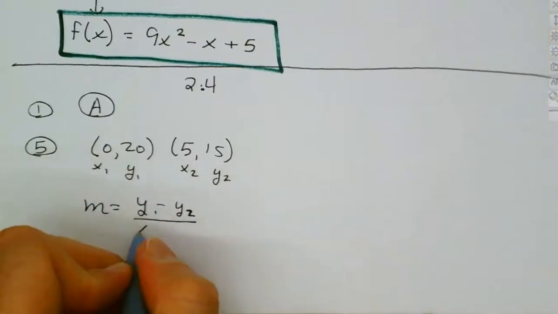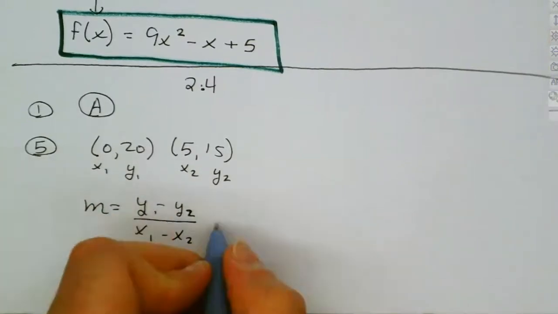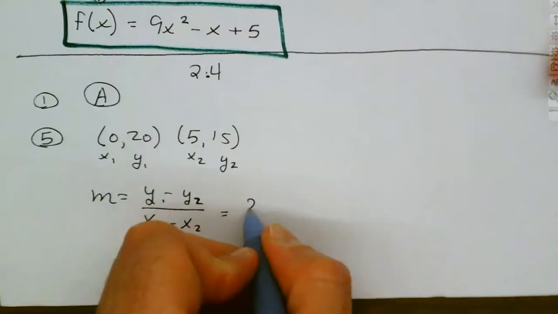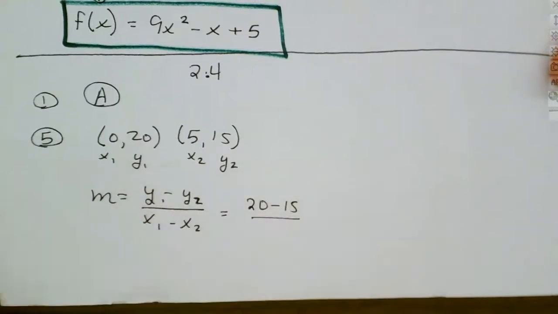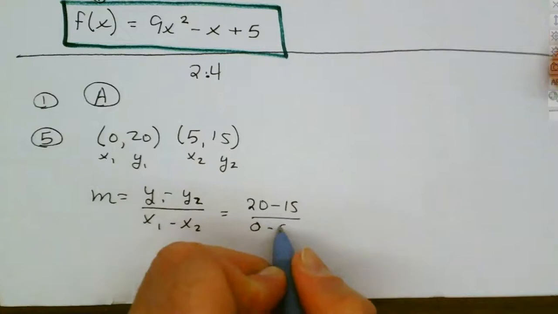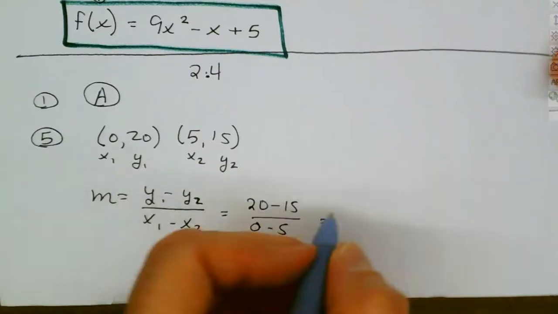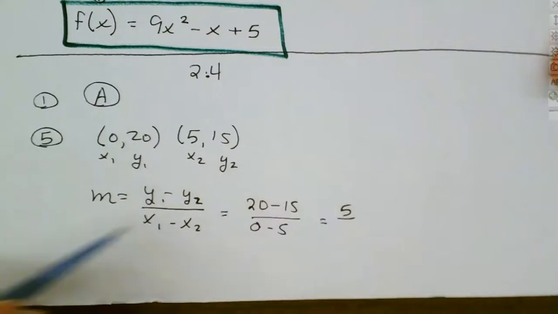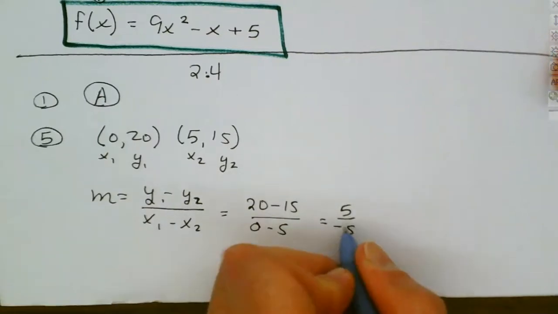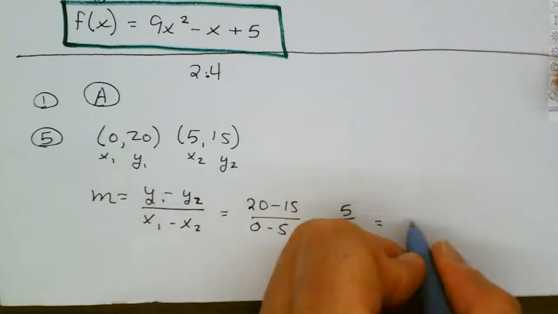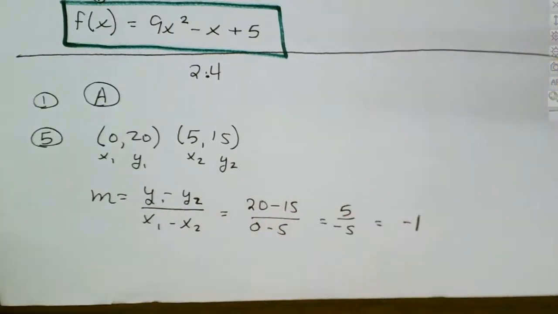Y's always go on the top. X's always go down below. And we'll quickly fill this in. And that's going to be 20 minus 15 over 0 minus 5. And 20 minus 15, that's a 5. And 0 minus 5, that's a minus 5. And that then comes out to give you what? Minus 1, doesn't it? Okay.